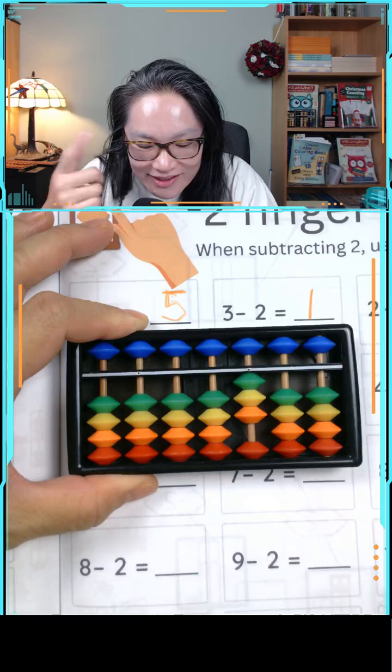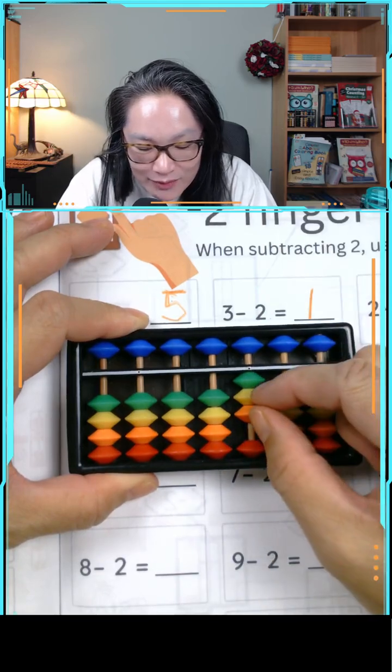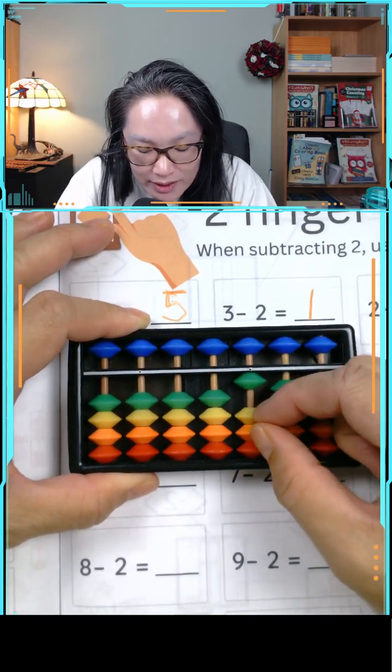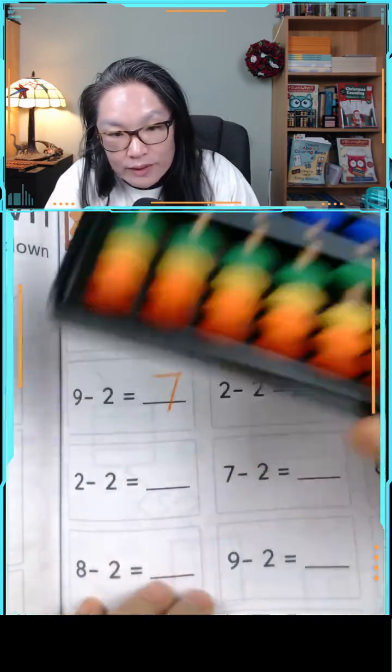So again, we're understanding, right? We have the 3 on the abacus. We want to take away the 2. To take away the 2, all we got to do is minus the 2 like that. So my final answer is 1.